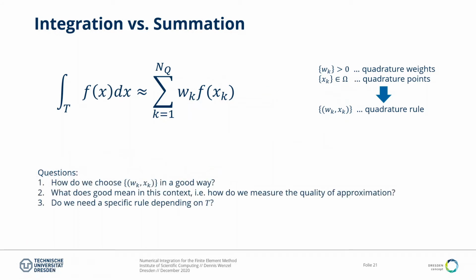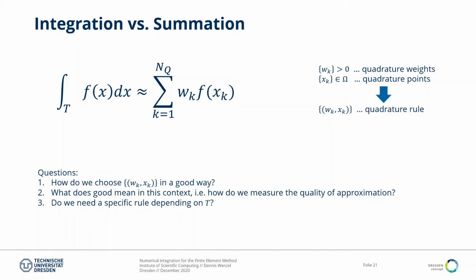But of course there are questions. The first one, the most urgent one probably, is how do we choose the w_k and x_k in a good way? So how do you choose the points where you want to evaluate your function, those representative points, and how do you choose the corresponding weights that balance those individual contributions in a good way? And the second question that directly comes afterwards is, what does good even mean in this context? So how do you measure the quality of an approximation of the quadrature scheme?